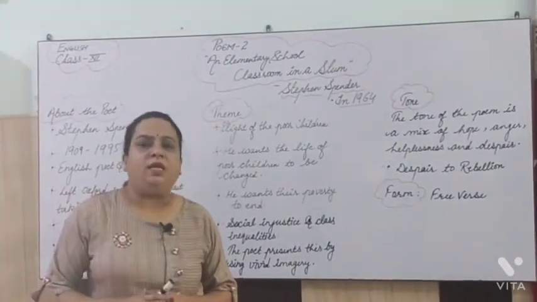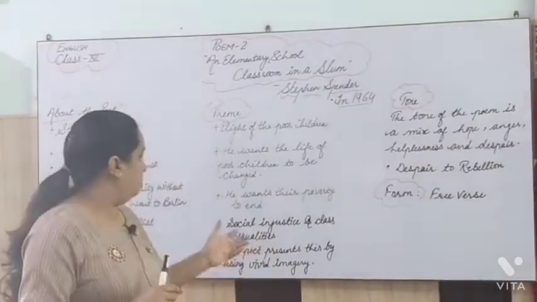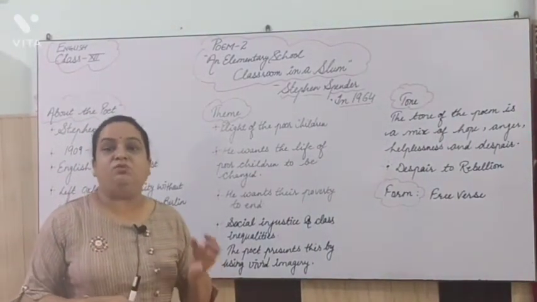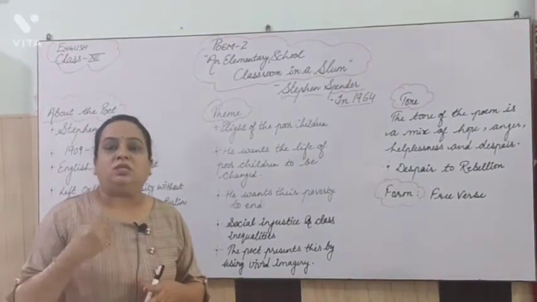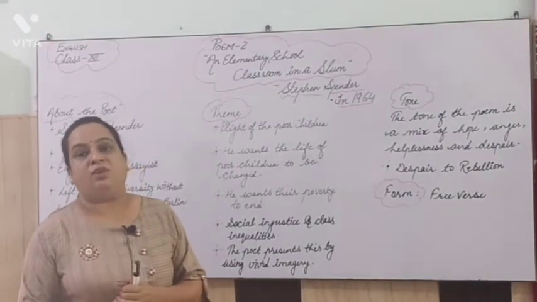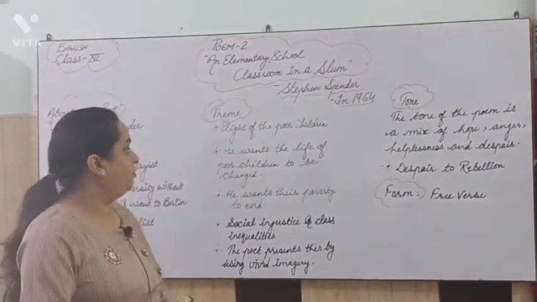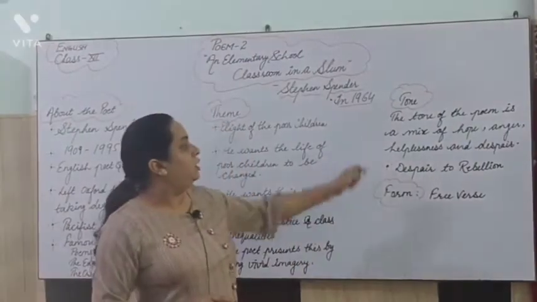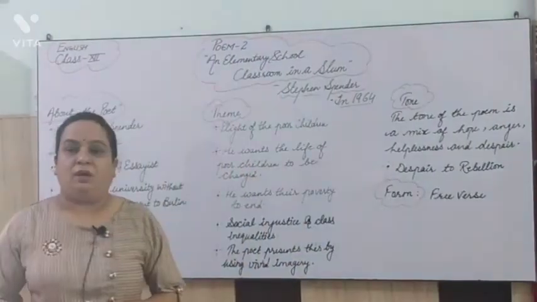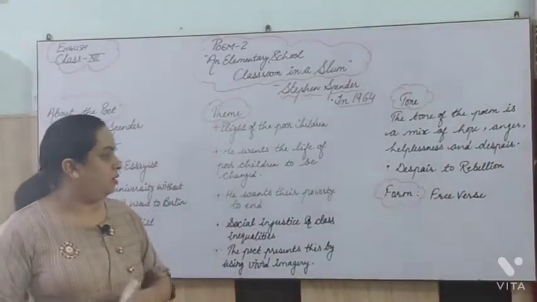So the poet in this poem gives different, or you may say vivid, imageries, and by these imageries, by this visualization, we can imagine the situation of such children who are living in a slum area, who are not getting the basic amenities of life. When we talk about the tone of the poem, it is a mix of hope, anger, hopelessness and despair. So we can say in short, the tone is from despair to rebellion.